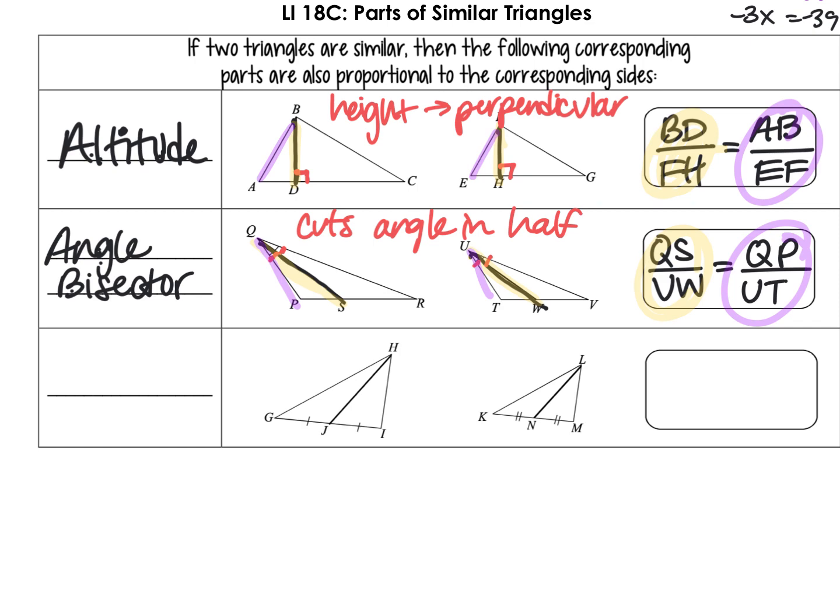And then the last one is median. Median is not something we've talked about a lot. And median connects to the midpoint. So this is a midpoint. It connects to the midpoint, and you can see that it gives you congruent pieces here at the bottom. Because that's what midpoints do, it cuts those bottom sides in half.